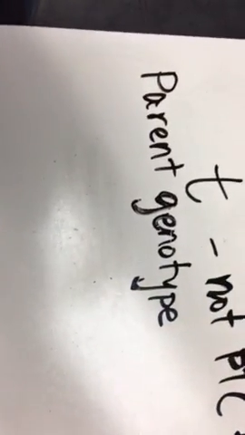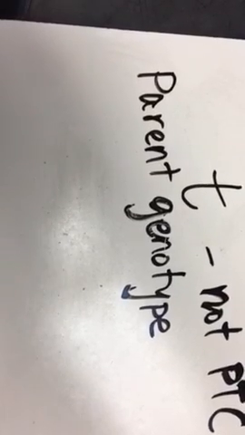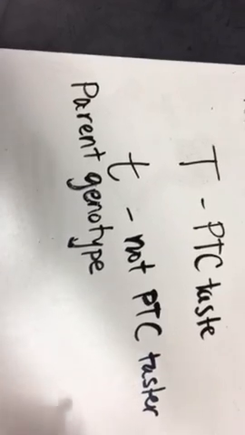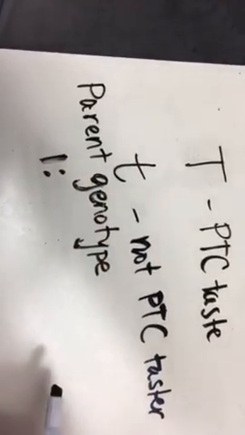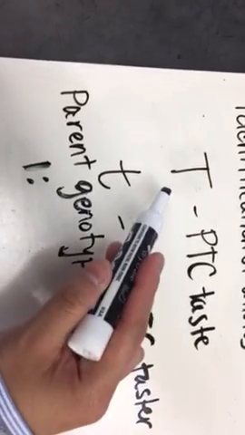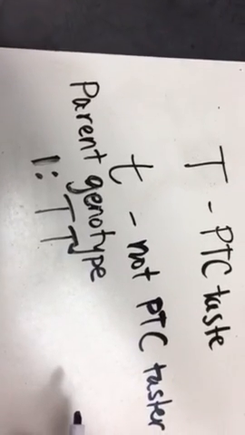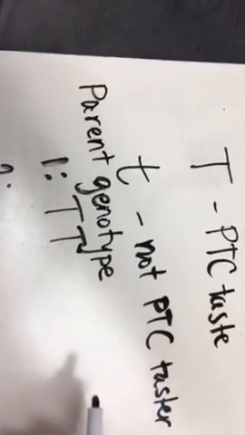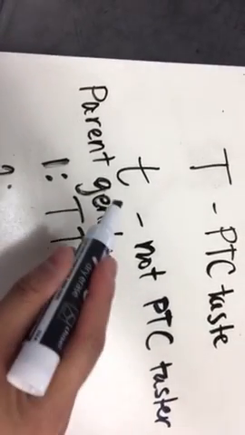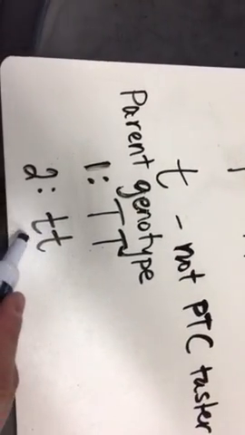Okay, well, the parent genotype, if we look at the problem again, it says it has a male who is homozygous for tasting the PTC. So if I say homozygous, that means the same. So parent 1 can taste PTC and it's homozygous, so it has to be 2 capital T's. The woman is homozygous for not tasting. Homozygous means same, not tasting, 2 lowercase t's.